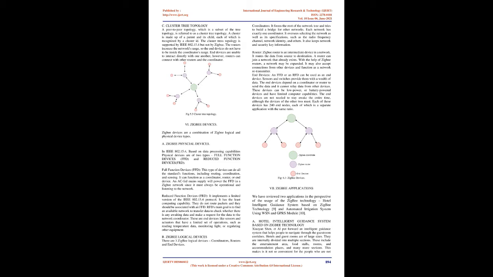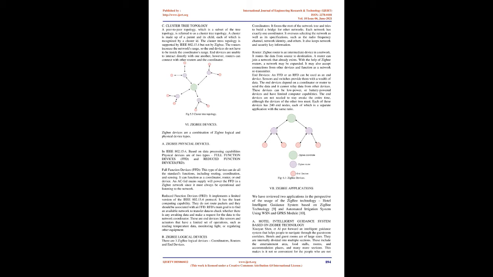6. Zigbee devices. Zigbee devices are a combination of Zigbee logical and physical device types. A. Zigbee physical devices. In IEEE 802.15.4, based on data processing capabilities, physical devices are of two types: full function devices, FFD, and reduced function devices, RFD. Full function devices, FFD. This type of device can do all the standard functions, including routing, coordination, and sensing. It can function as a coordinator, router, or end device.